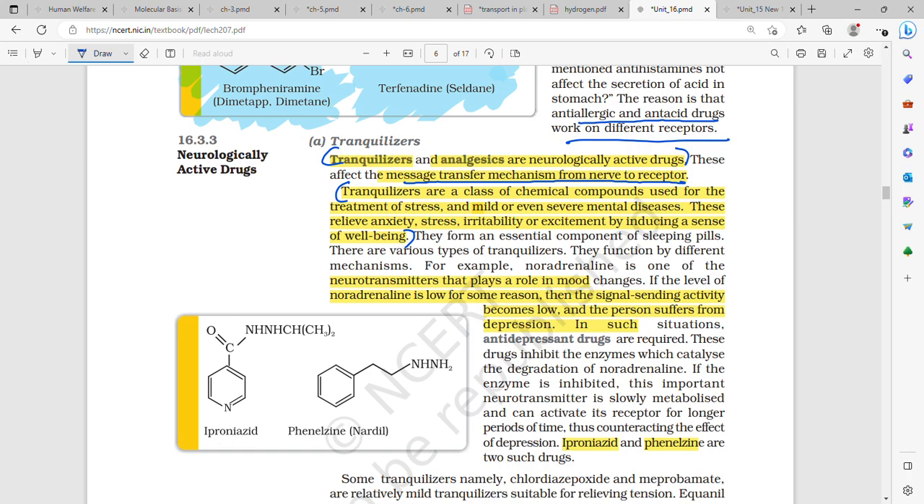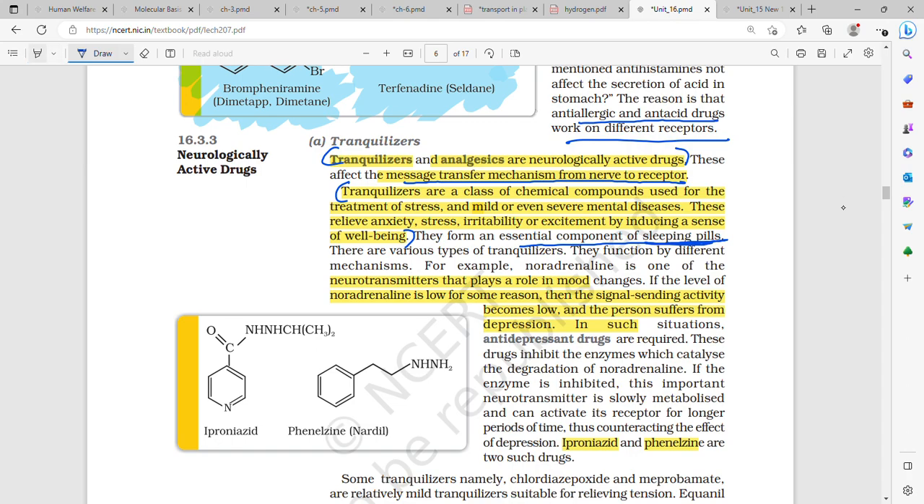Now, tranquilizers are a class of chemical compounds which are used for treatment of stress, anxiety, mental disorders, irritability, or excitement by inducing a sense of well-being. They form an essential component of sleeping pills. There are various types of tranquilizers. They function by different mechanisms.